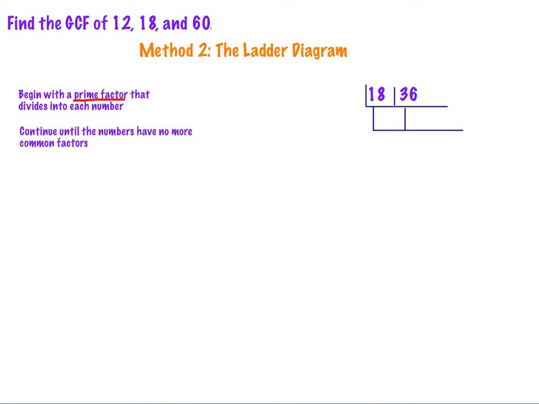So it has to be prime. It has to be a number that can only be divided by 1 and itself. In this case, both of these numbers can be divided by 3. 18 divided by 3 is 6, and 36 divided by 3 is 12. We look at it again, 6 and 12, they can both be divided by 3. And then I get 6 divided by 3 is 2, and 12 divided by 3 is 4.